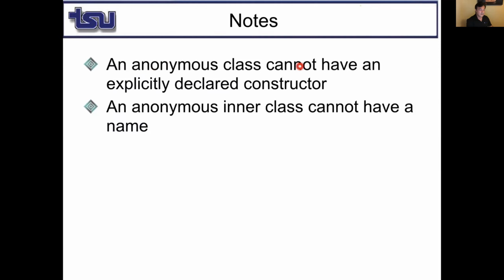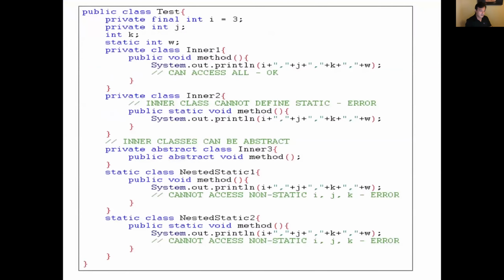An anonymous inner class cannot have an explicitly declared constructor, and an anonymous inner class cannot have a name. That's why it's anonymous, right? Okay, so let's stop the video for a second and talk about this.